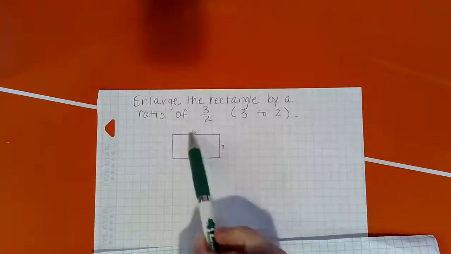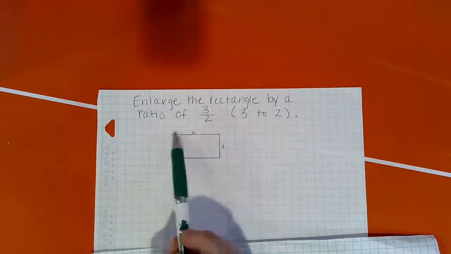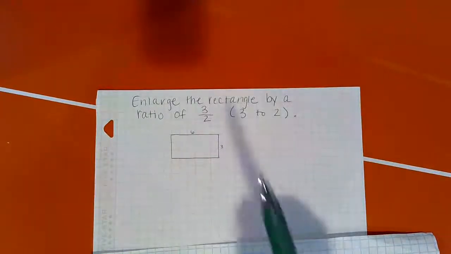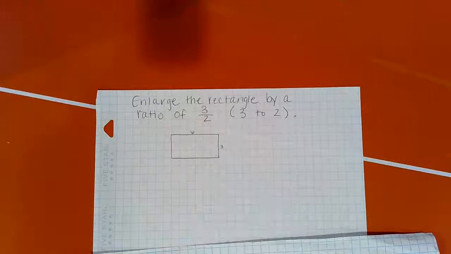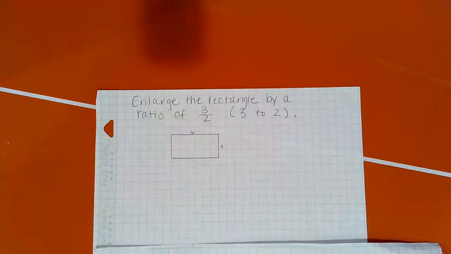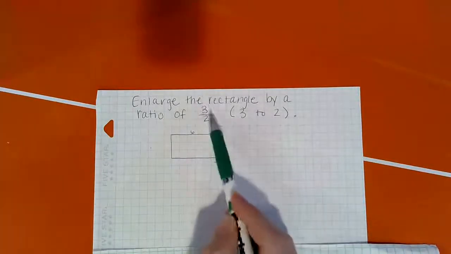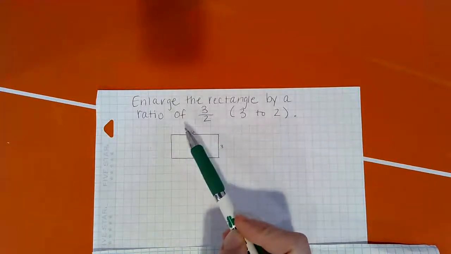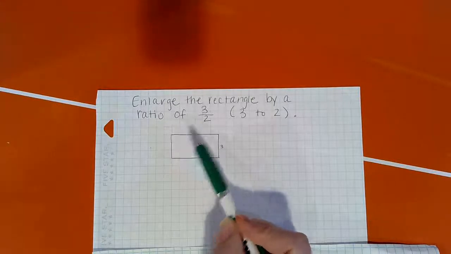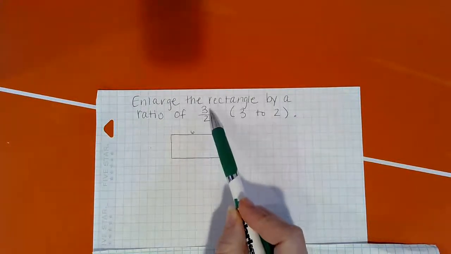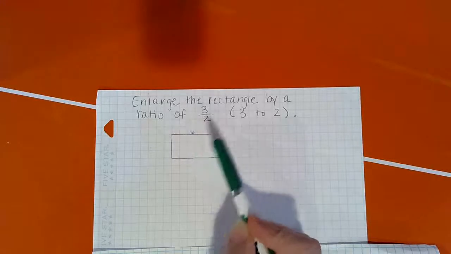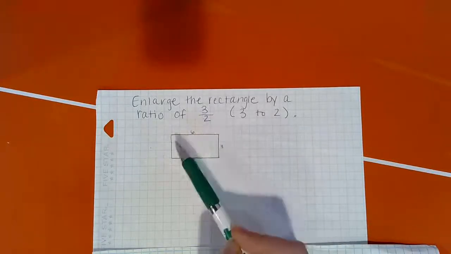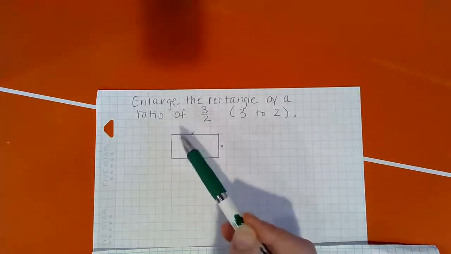So if I look at this rectangle here, I see it has a base or length of 6 and a height of 3. Before we even get to drawing anything, reducing, or enlarging, let's take a look at this ratio a little more. We have to first think, is this ratio bigger than 1, smaller than 1, or equal to 1? As I look at 3 to 2, I recognize that the numerator is bigger than the denominator. So this is a fraction greater than 1, or a ratio greater than 1.